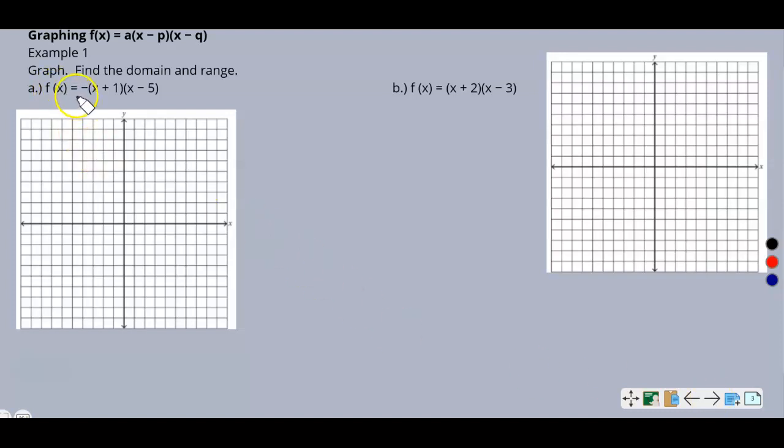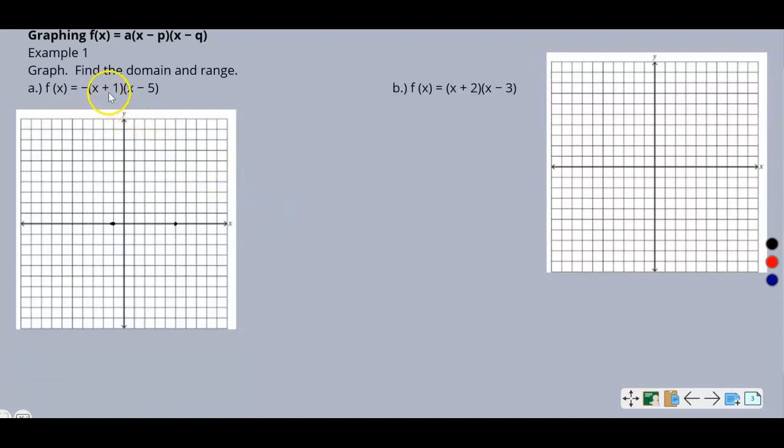All right, so we're given f of x equals negative, x plus 1, and x minus 5. So because of that negative, that would be our a value. We know that it's an upside down parabola, and we can find our p and q quickly by just looking at the factors. So we know that we're going to have one intercept at -1. So we can put a point at -1. We can have another point at 5.